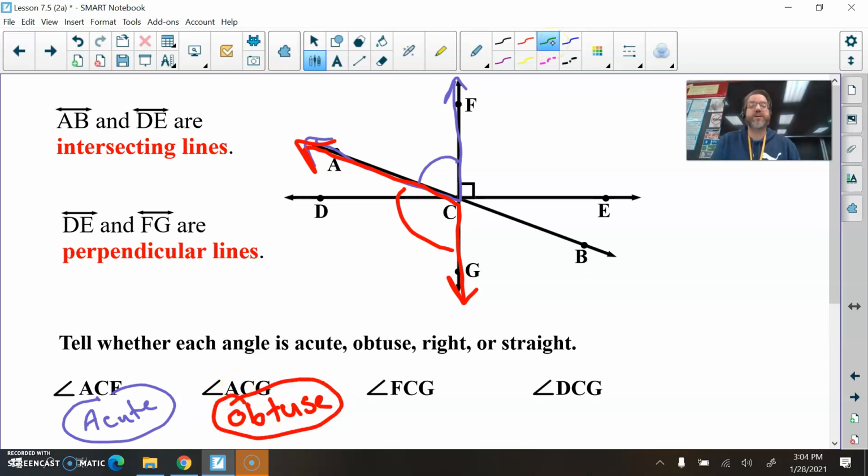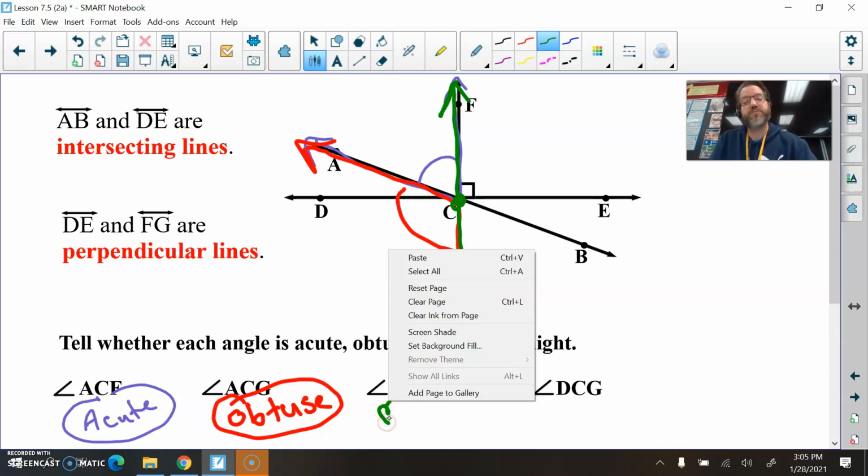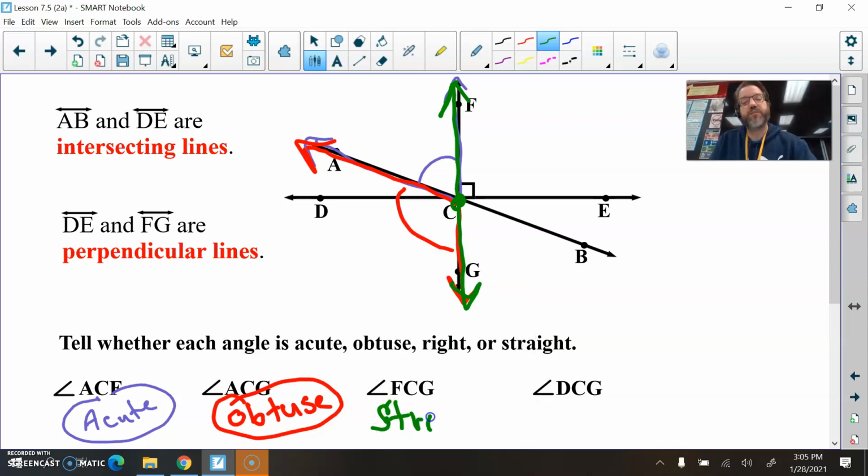I'll switch colors again here. We'll go green this time. Let's find angle FCG. Well, here's F, here's C, here's G. Ooh, what kind of angle is that? Here's my vertex, point C. What kind of angle is that when it goes in a straight path? Ooh, I bet that's a straight angle.